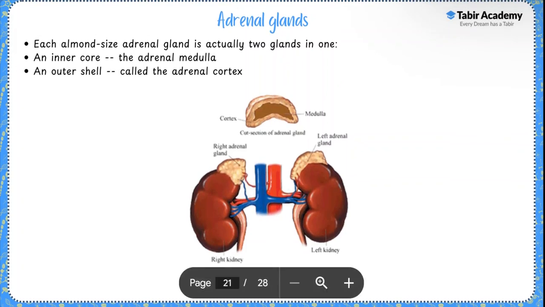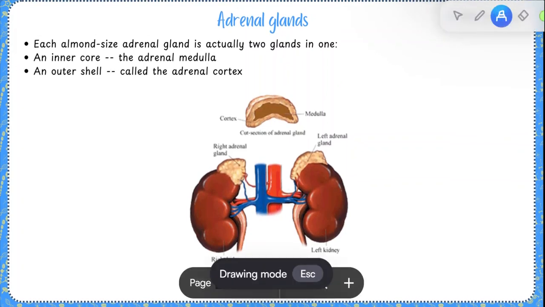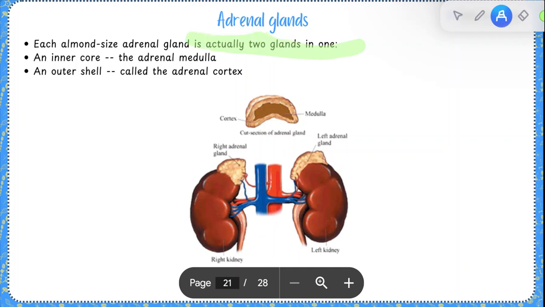Right. So let's talk about the adrenal glands. ठीक है ना? So each almond-sized adrenal gland is actually two glands in one, and we discussed this before. आपका inner core होता है जिसे adrenal medulla कहते हैं और आपका outer shell होता है which is called the adrenal cortex, and they are demonstrated right here. Light brown में you have the outer shell which is the adrenal cortex, and इसके अंदर dark brown में you have the adrenal medulla, right? This is your right adrenal gland and this is your left adrenal gland, just above the kidneys.